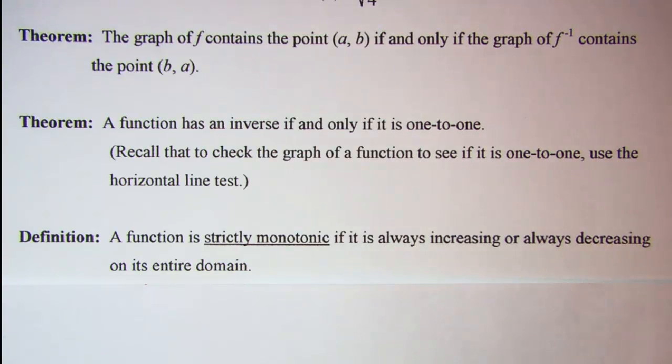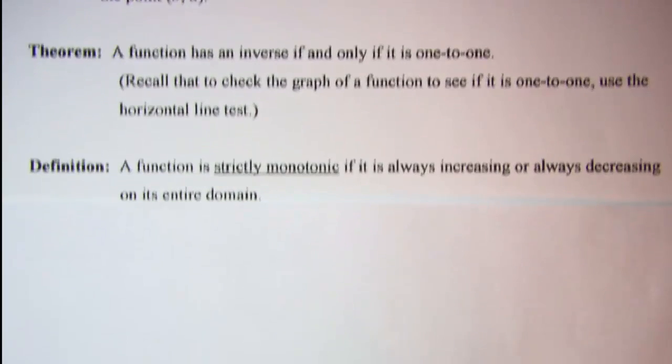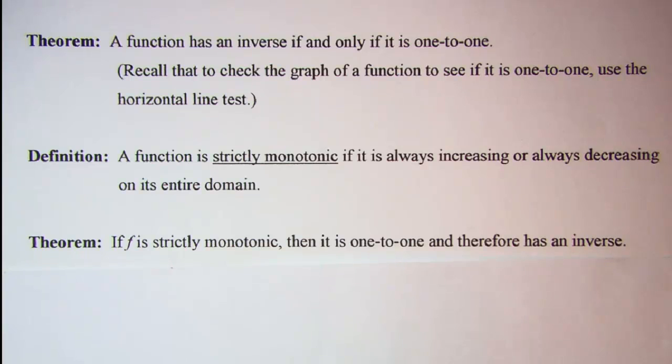Definition, this is a new word: a function is strictly monotonic if it is always increasing or always decreasing on its entire domain. And then finally we have a theorem that if a function is strictly monotonic, then it is 1 to 1 and therefore has an inverse.